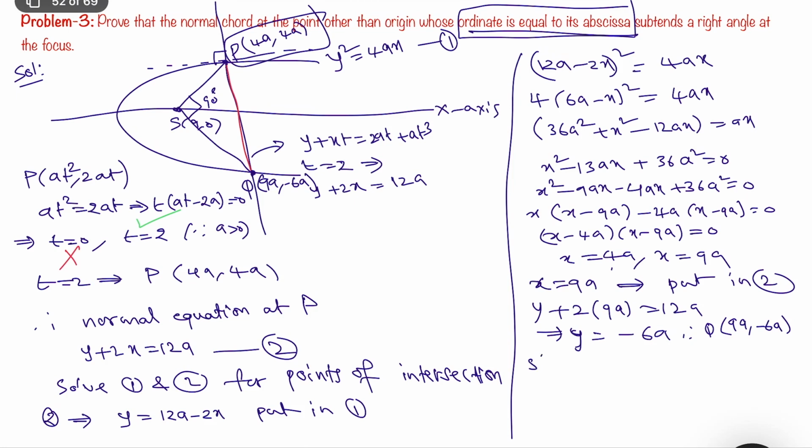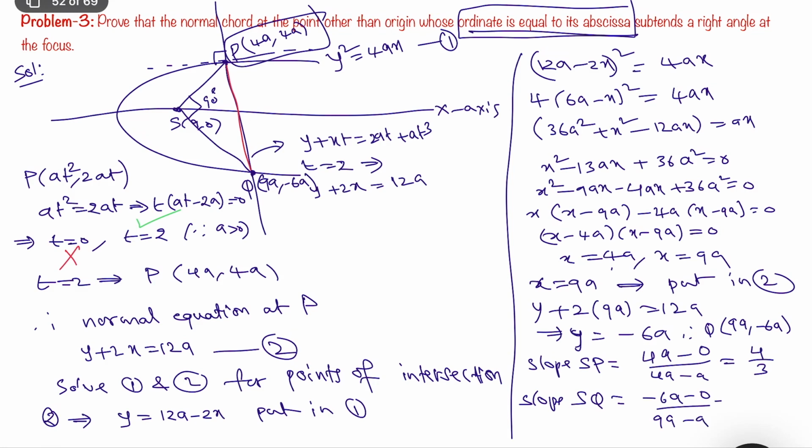Now if you look at the slope of SP, what is the slope of SP? 4a minus 0 by 4a minus a, that is going to be 4 by 3. What about slope of SQ? Slope of SQ is going to be minus 6a minus 0 by 9a minus a, which is going to be minus 6a by 8a, that would be minus 3 by 4.